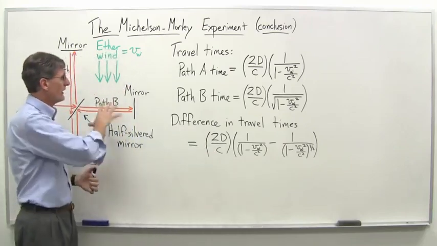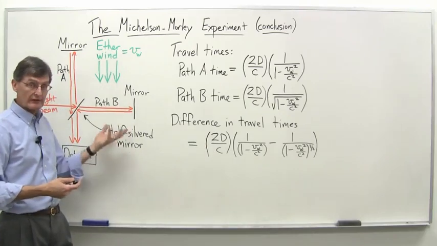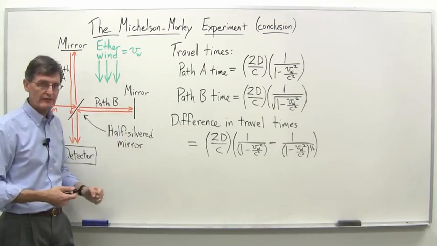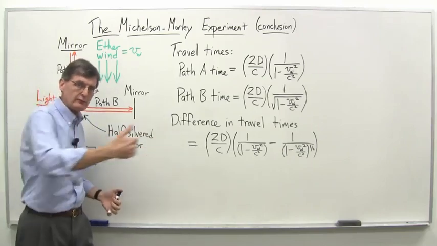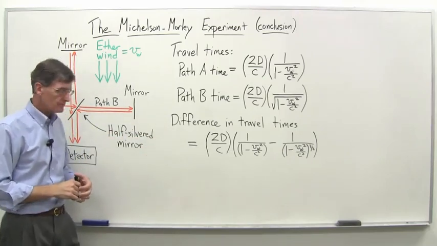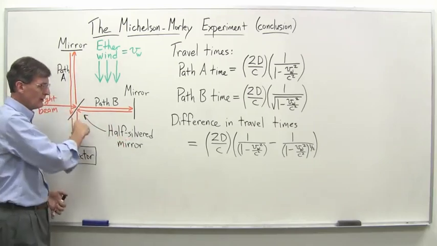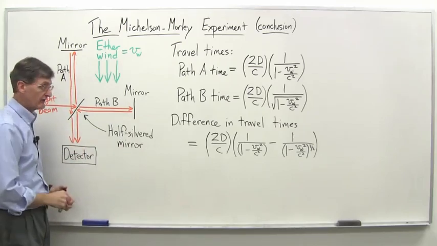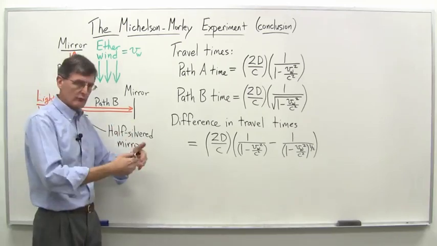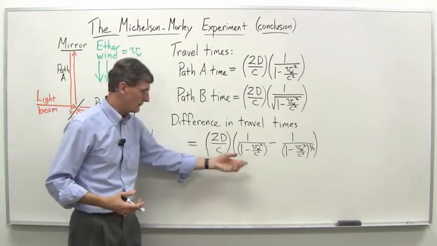If a wave is in a medium, and the assumption here is that the medium of light waves is the ether, and if that is moving, then that affects the speed of the light that we would measure. So we should see a difference here. One path should have a different travel time compared to the other path when it gets to the detector here.